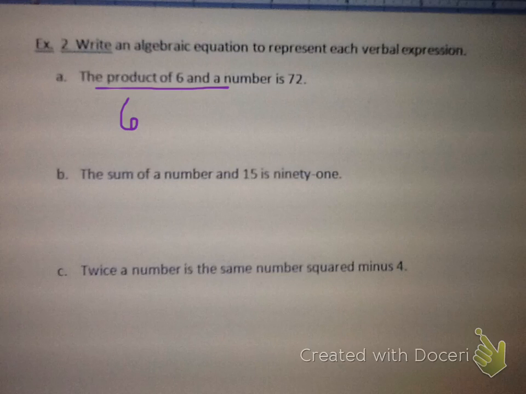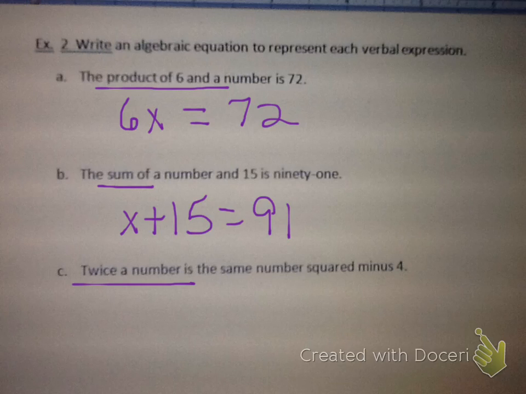Example 2, write an equation. The product of 6 and a number is 72. Product means to multiply, so that would be 6 times x is equal to 72. Example B, the sum of a number and 15 is 91. Sum means to add, so x plus 15 equals 91.